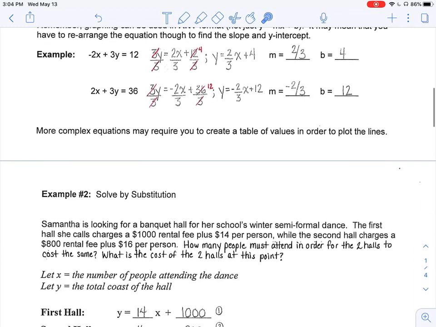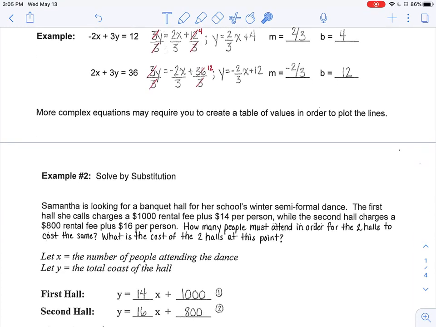All right, second example, solve by substitution. Samantha is looking for a banquet hall for her school's winter semi-formal dance. The first hall she calls charges a $1,000 rental fee plus $14 a person, while the second hall charges an $800 rental fee plus $16 per person. How many people must attend in order for the two halls to cost the same? What is the cost of the two halls at this point?